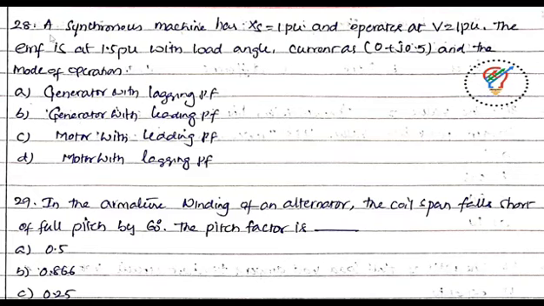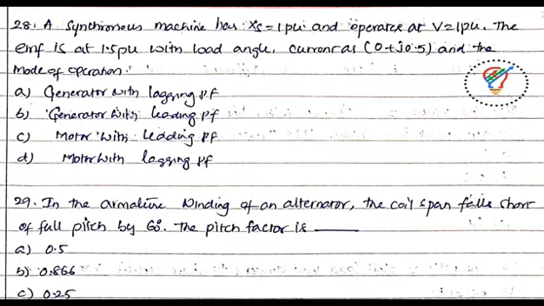A question is: a synchronous machine has reactance XS of 1 per unit and operates at V equal to 1 per unit. The EMF is 1.5 per unit and the load current is 0 plus j 0.5. Here the examination asks you to find the condition of the machine, whether it's working as a generator or as a motor, and what about the power factor here.